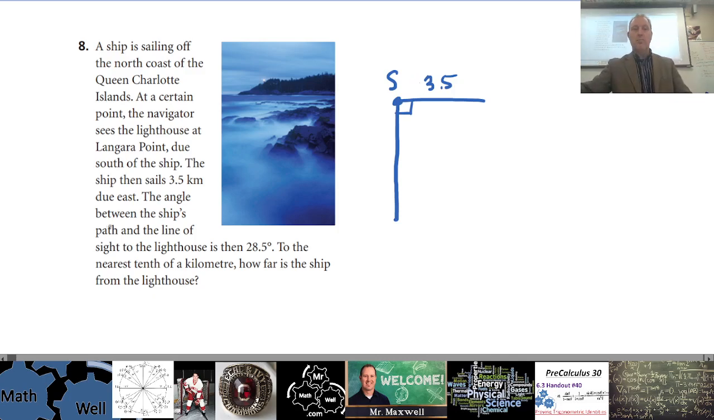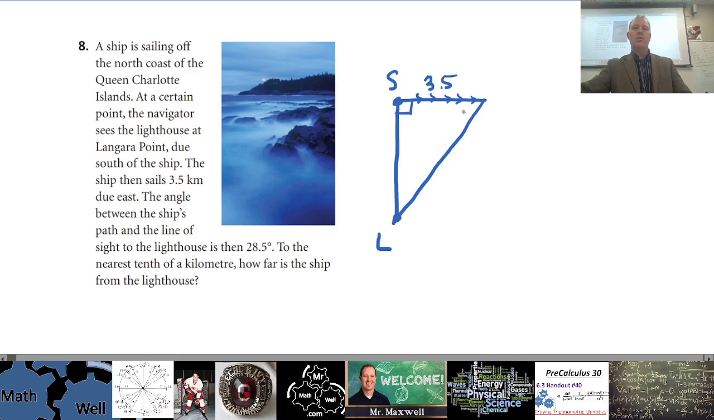The angle between the ship's path, okay, so here's the ship. It's moving this way, right? So the angle between the ship's path and the line of sight to the lighthouse. Here's the lighthouse down here, right? So the line of sight from the ship's path to the lighthouse, so we're completing the triangle here, is 28.5 degrees. To the nearest 1/10 of a kilometer, how far is the ship from the lighthouse?